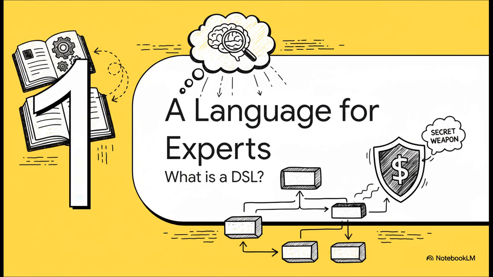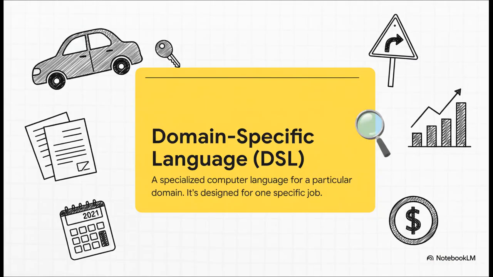Okay, so what exactly is this secret weapon? Let's break down what a domain-specific language actually is. At its heart, a DSL is a small, specialized language built for one job and one job only. It's not like a general-purpose language like Python or JavaScript that can do pretty much anything. Nope. A DSL is hyper-focused on a single problem area, what we call a domain. That could be insurance claims, financial trading, or, in our example, car rentals.